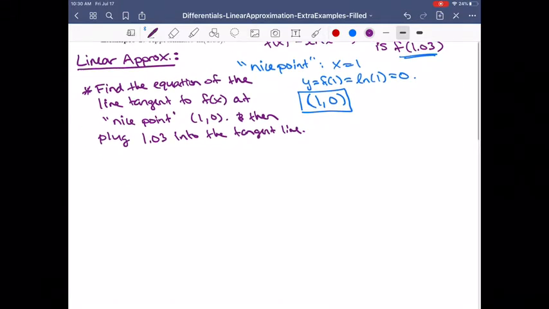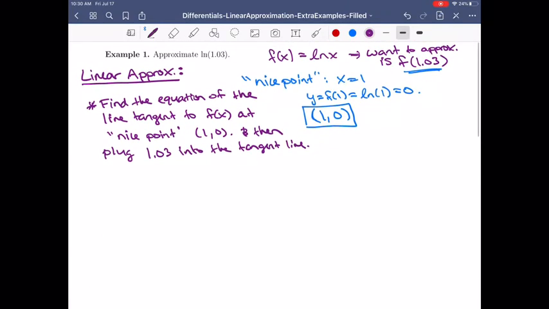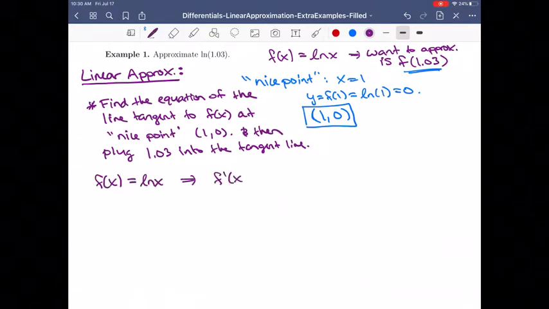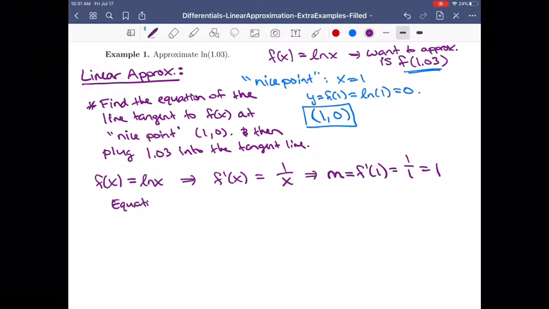So we want to find the equation for the tangent line. That means I want the slope. If f of x is ln of x, then f prime of x is 1 over x. So the slope m is f prime of 1, which is 1 over 1, which is 1. So I have a slope of 1 and my point is (1, 0). My equation for the tangent line is y minus 0 equals 1 times (x minus 1), so I get y equals x minus 1. That's my tangent line.